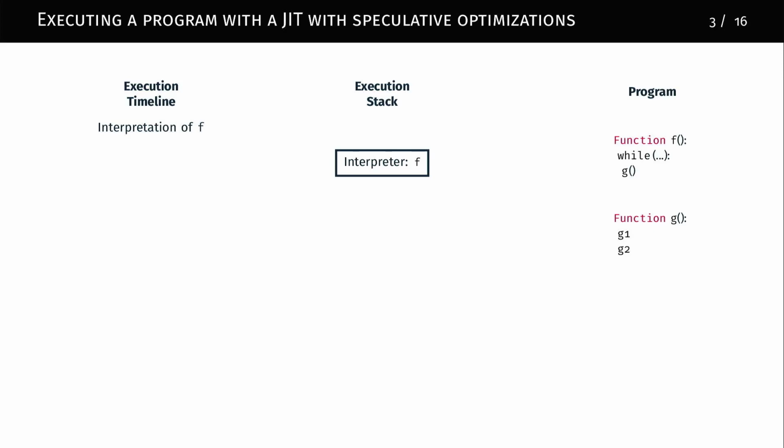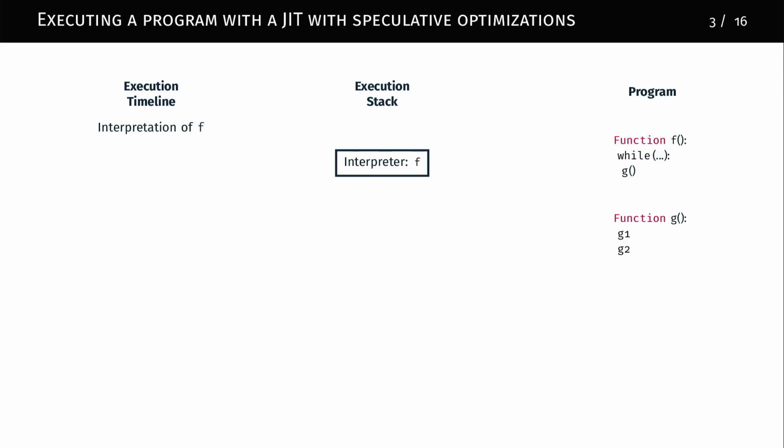Let's look at a simple example of executing a program with a JIT. Let's say that I want to execute my program on the right. So I have a simple function f that is repeatedly calling another function g. So as I said, JIT compilers are going to interleave execution and optimization of the program. So one way to begin with the execution is to call an interpreter, for instance, for function f. So in my execution stack, I can see a stack frame for the interpreter executing function f.